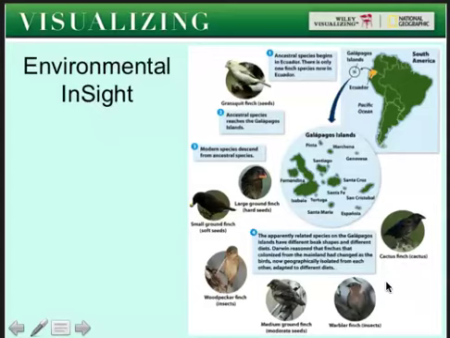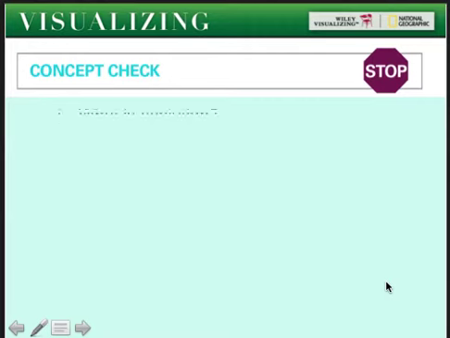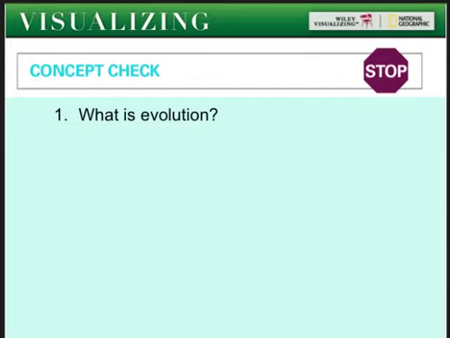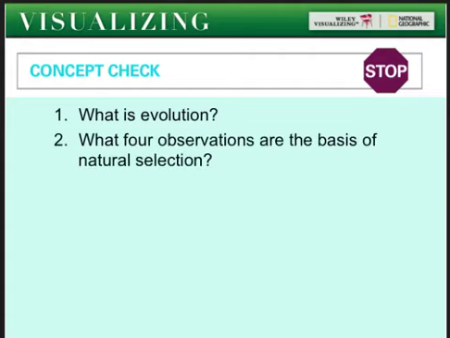So let's take a look at our next concept check. And what we have here is a simple question: what is evolution? It's defined as the cumulative genetic changes in a population that occur during successive generations as a result of natural selection. What four observations are the basis of natural selection?